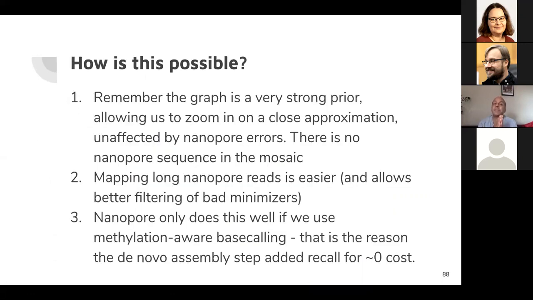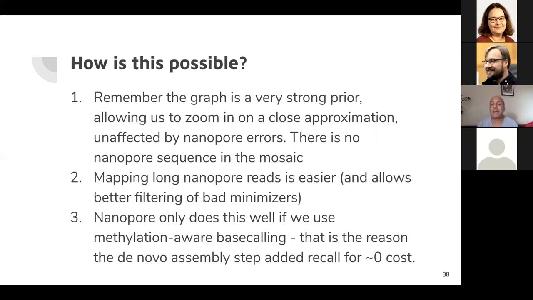How is that possible? A few things. First of all, remember the graph is a strong prior. It allows us to zoom in on a close approximation, which is unaffected by nanopore errors. There's no nanopore sequence in the mosaic. So when I do my first level approximation, I find the closest mosaic. The only way nanopore can mess me up is if it has systematic errors, which have been seen before in my high quality graph. So that's the first step.